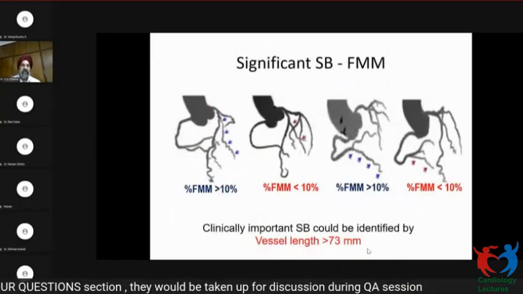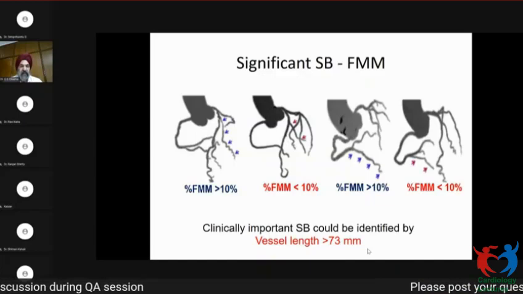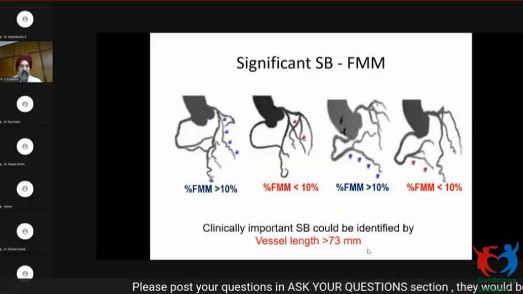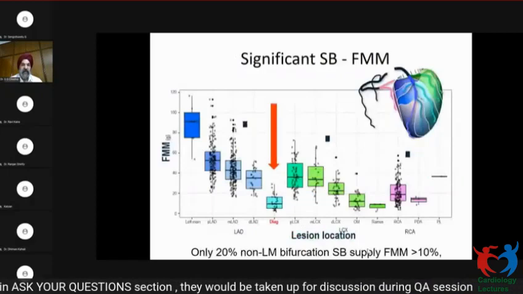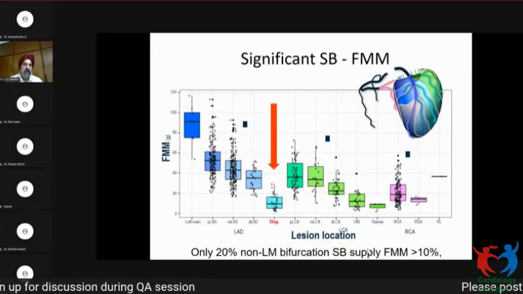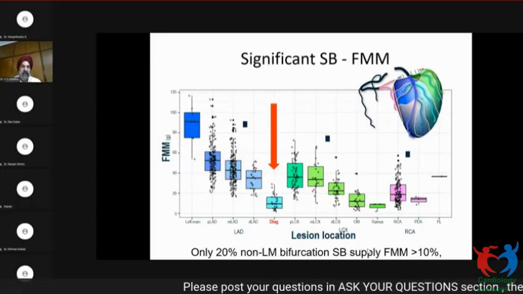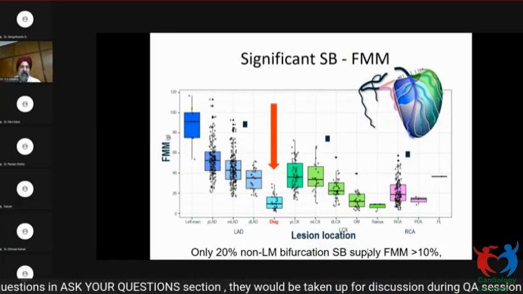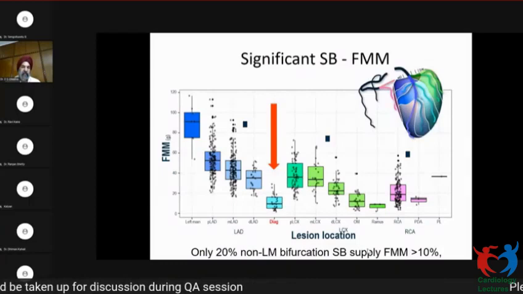So what these studies have shown is that if you have a relevant side branch which has a length of more than 73 millimeters, then it is found to be clinically significant. So this is based on CCTA. And in addition, we've got to know from the fractional myocardial mass that different branches have different clinical significance. So look at the significance of a diagonal branch where we attach a lot of meaning. It does not supply a great chunk of myocardium, and we always end up chasing this branch while doing the bifurcation in LAD D1.